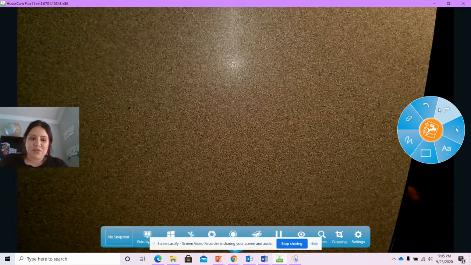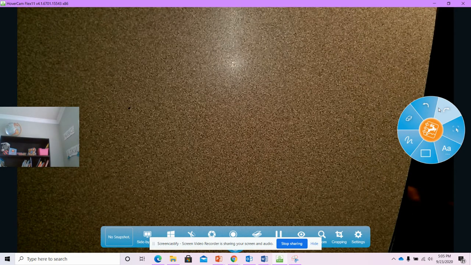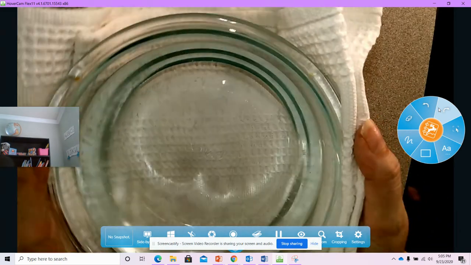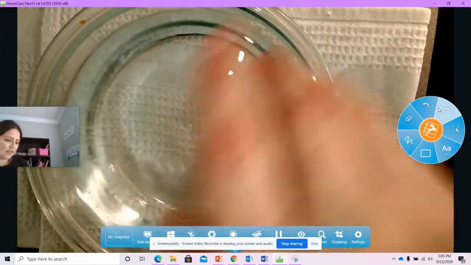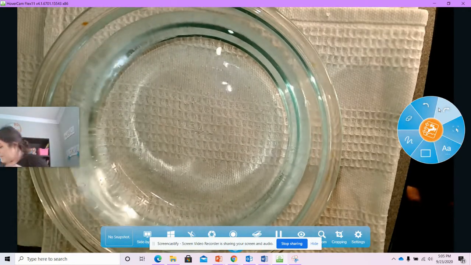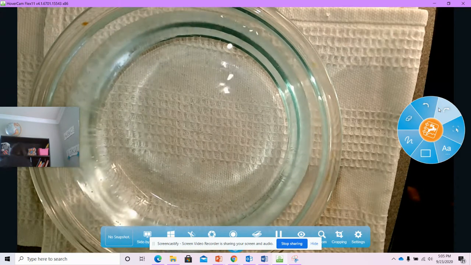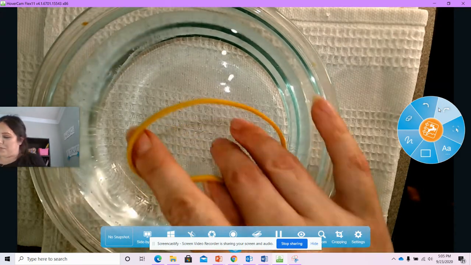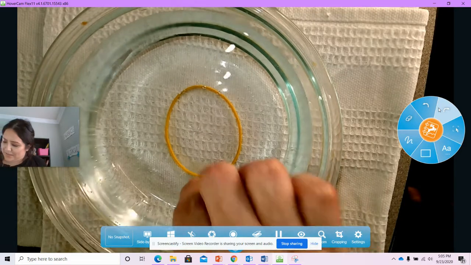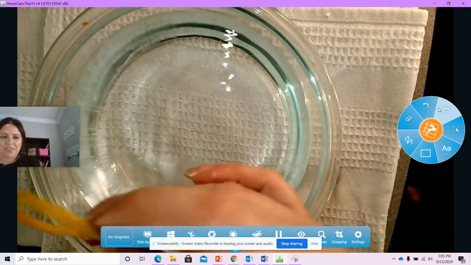And if you have some extra time, you can play with some other things. You can play sink or float with other things, right? Only things that can go in water, though. Like what if I put this rubber band in there? What do you think will happen if we put a rubber band? Is it going to sink or is it going to float? It sank. Why do you think it sank?